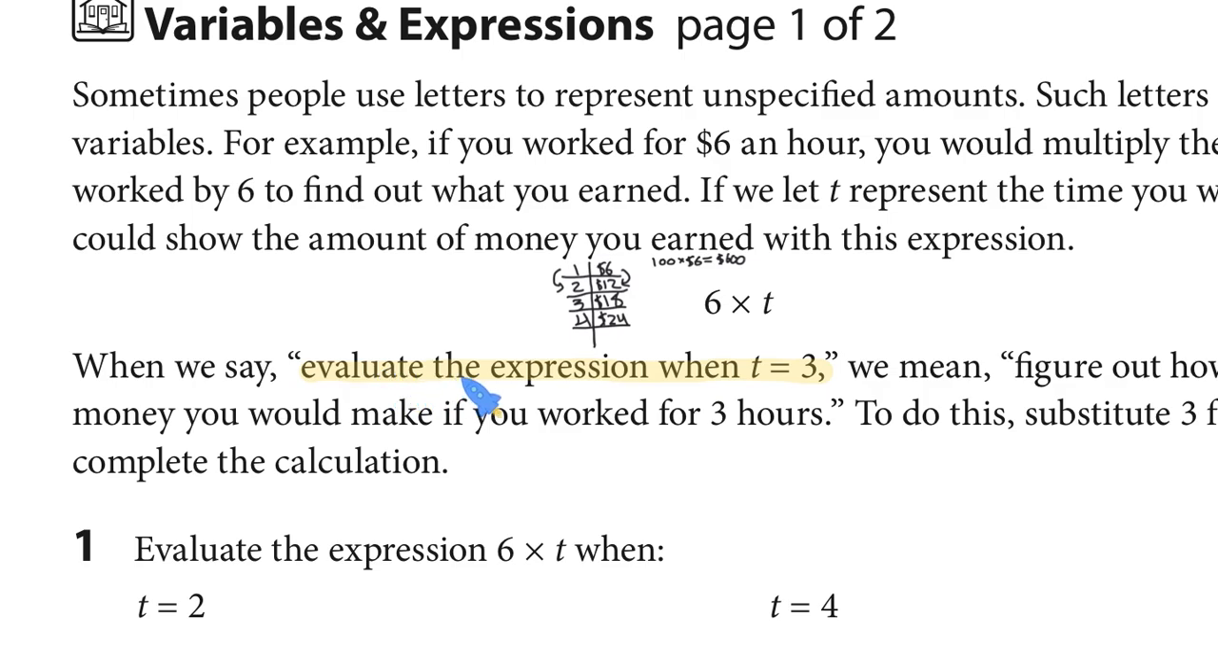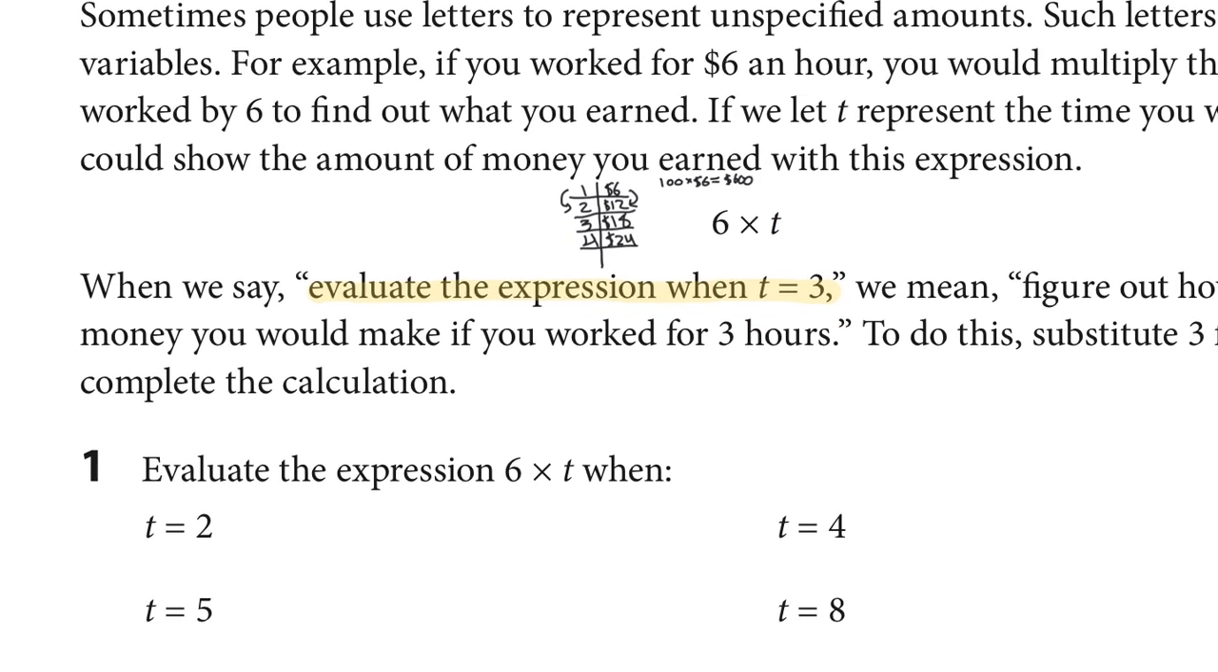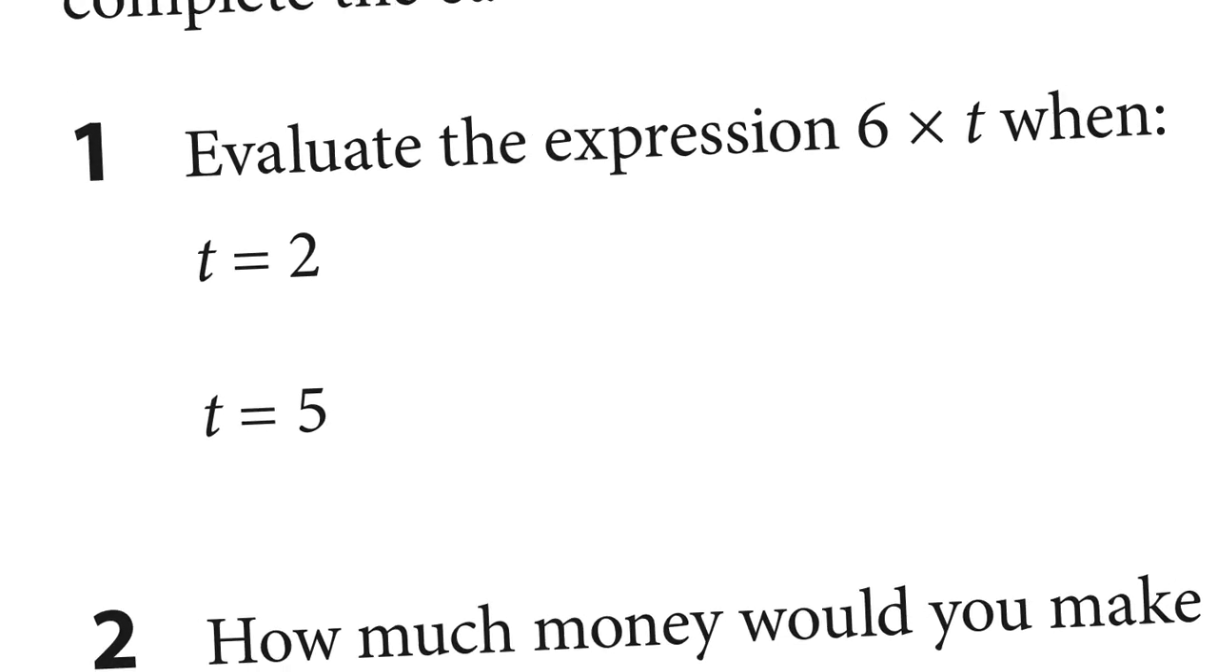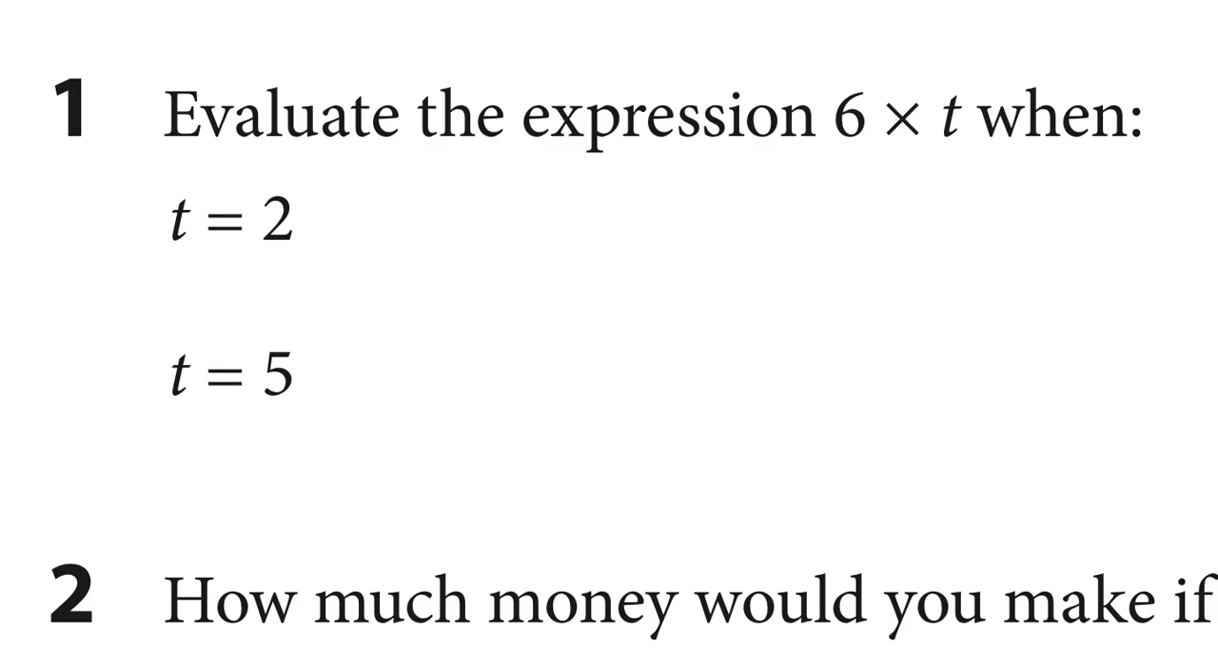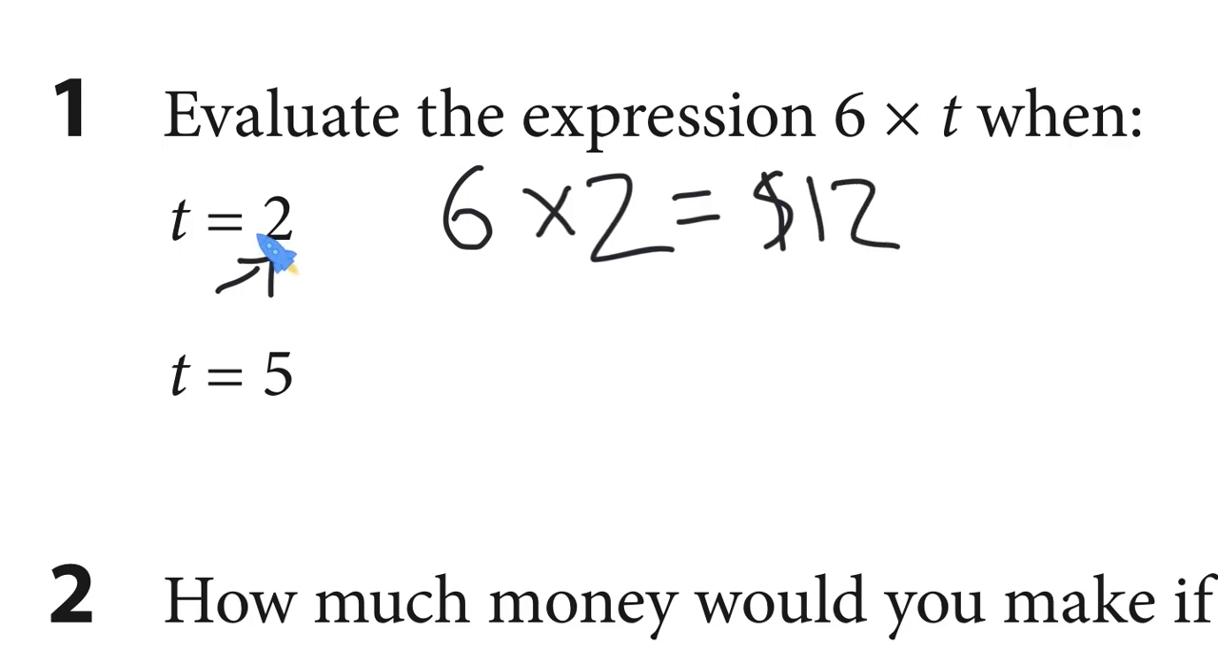So anytime you see these words, evaluate the expression, what they're trying to tell you is that variable, that letter that we don't know, they're going to tell you what to put there, and then they want you to solve, okay? So here's an example. Evaluate the expression 6 times t when t equals 2. So what did we say to do? Instead of writing 6 times t, they say that t is 2. So we're just going to replace this t with a 2. So I can write the 6. That's fine. I can write the times. But I'm not going to write the t. No. It says t equals 2. So I'm going to put 2 in there. And I know that I'm going to be making $12 because I worked 2 hours and I get paid $6 every hour. So that's $12. Okay?